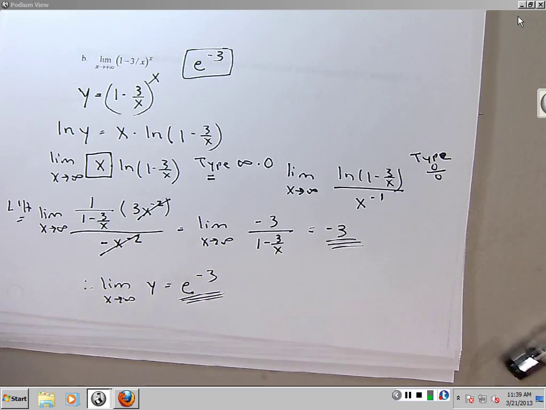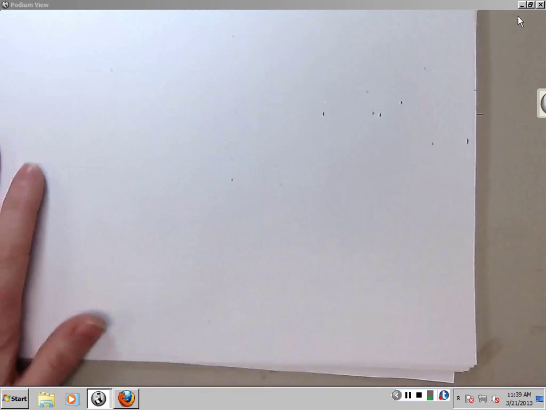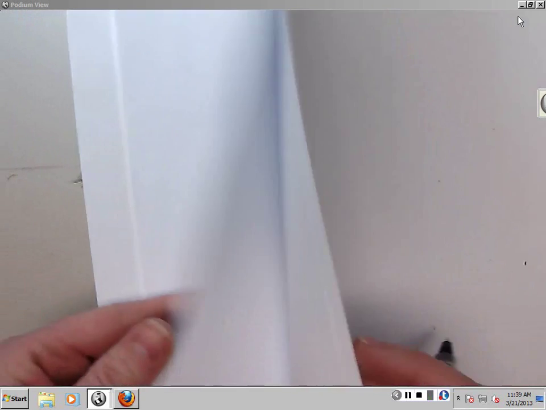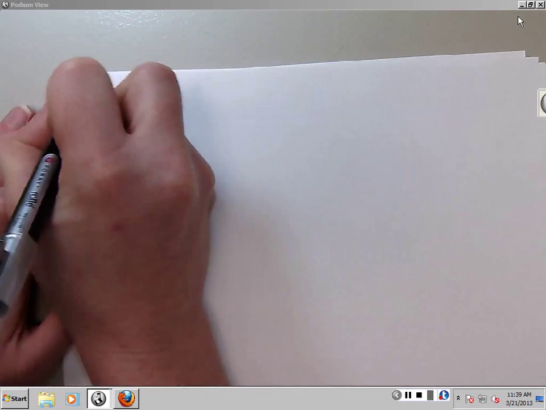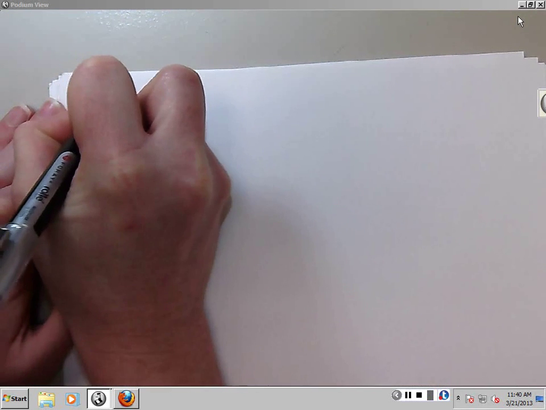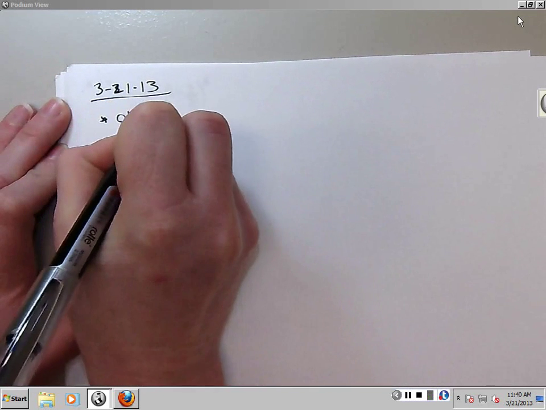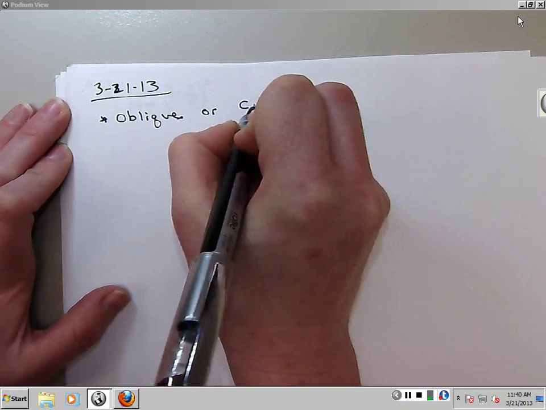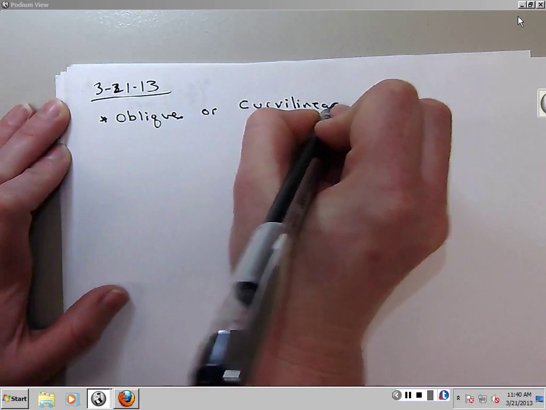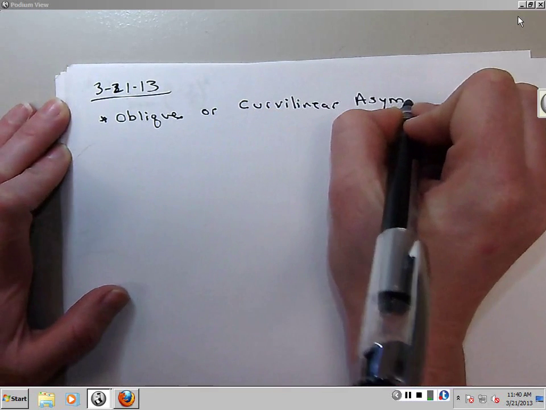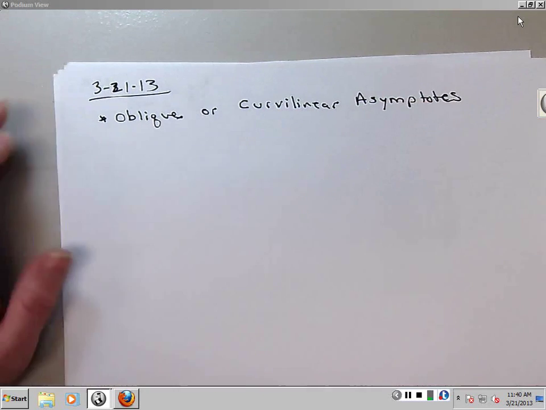Okay, so we don't have too much time left, but I do want to talk about some problems in 321. We haven't talked about oblique or curvilinear asymptotes, and really the application of this would be just to find them, not necessarily to graph them.